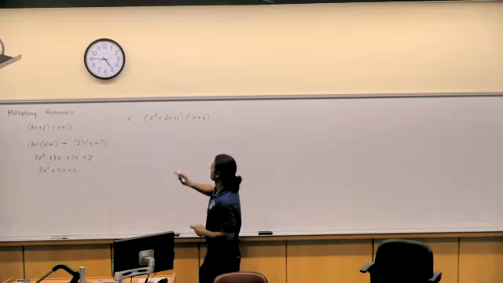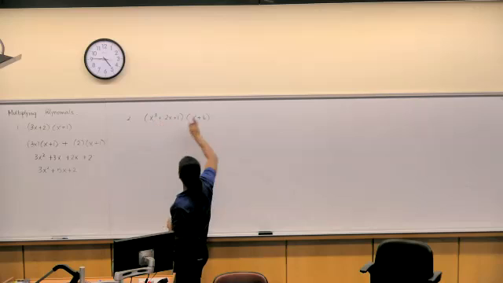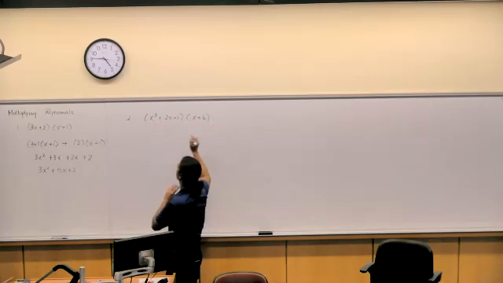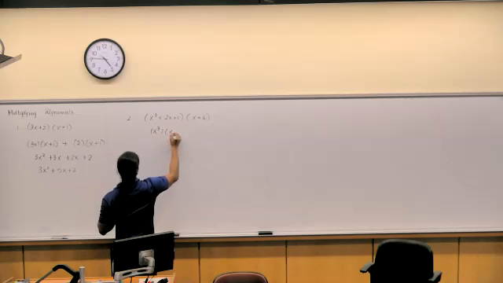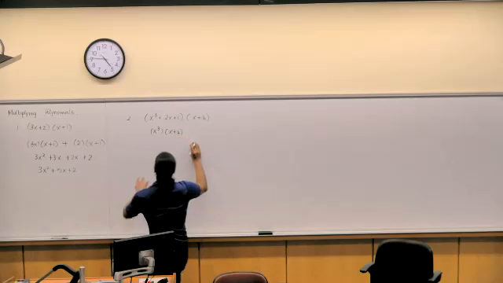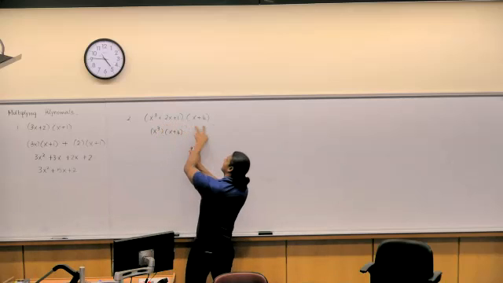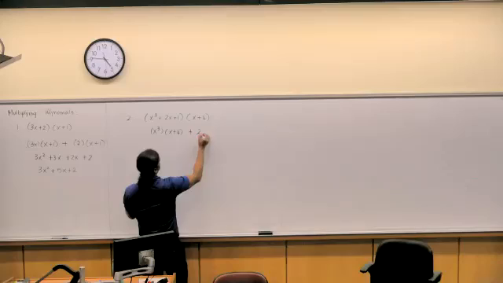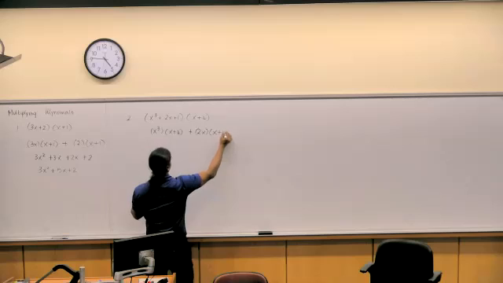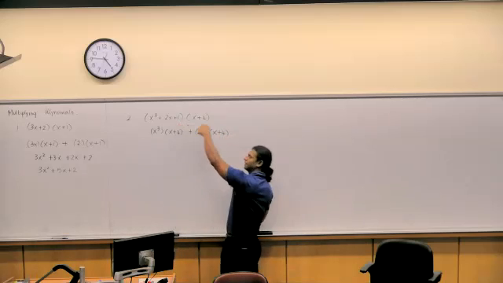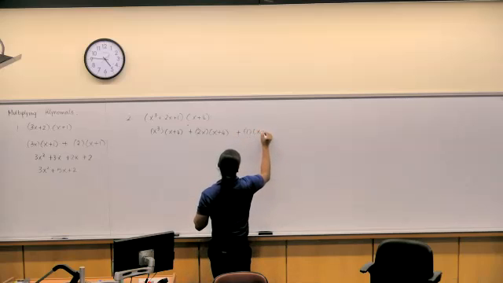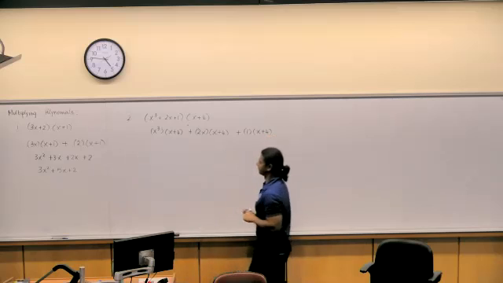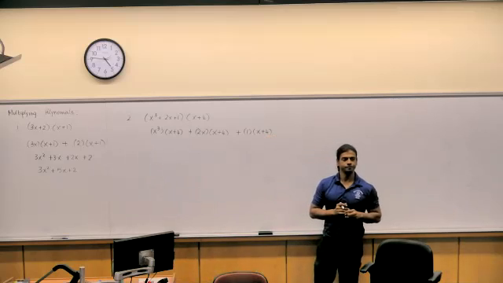So x cubed distributed to the entire second part. So x cubed times x plus 4. Plus 2x distributed to the entire second polynomial, x plus 4. Plus 1 multiplied by the entire second polynomial, you get x plus 4. Good.